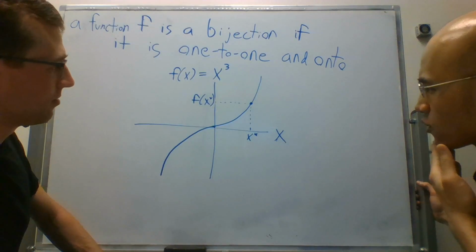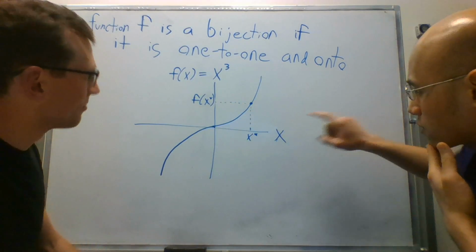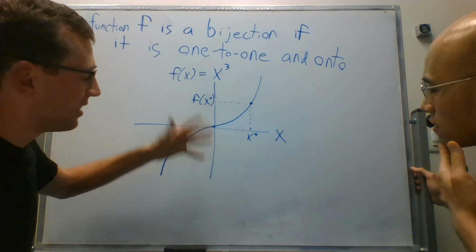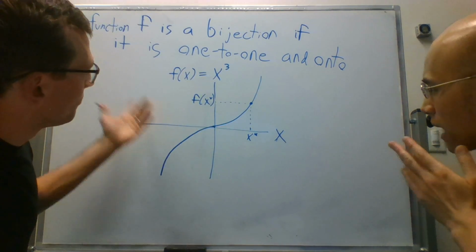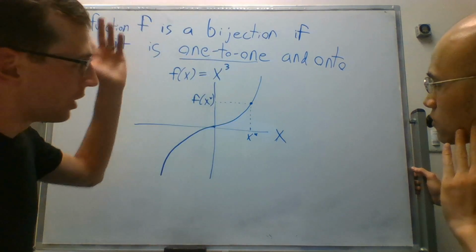There is no other value in x that can map to f of x star. Right. So f of a, the a needs to be x star. Yes, the a has to be x star. Yeah. Okay. So I think we've got the one-to-one.